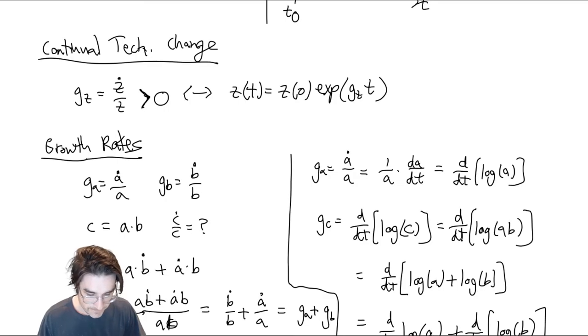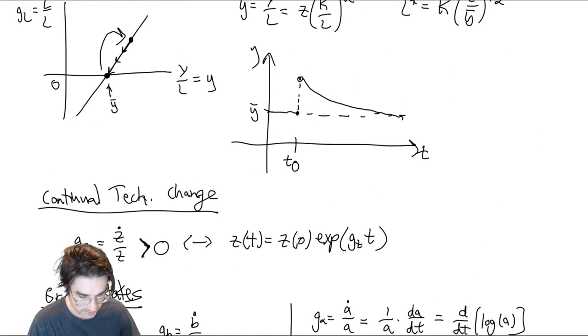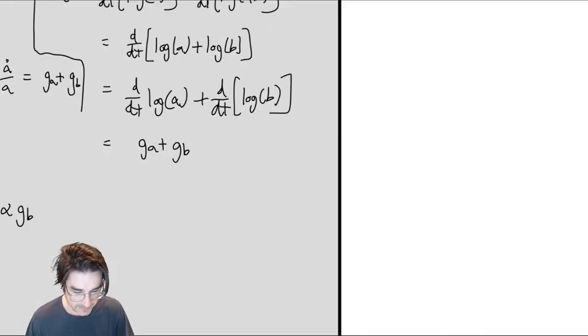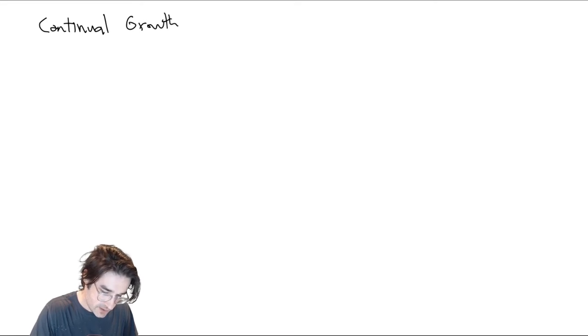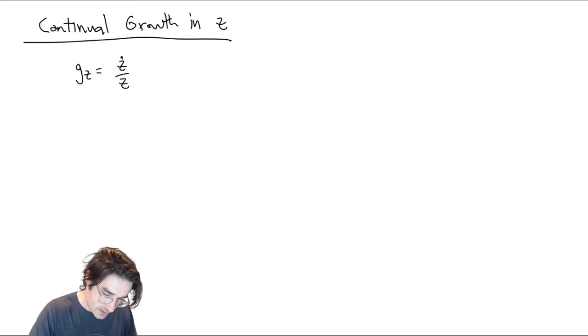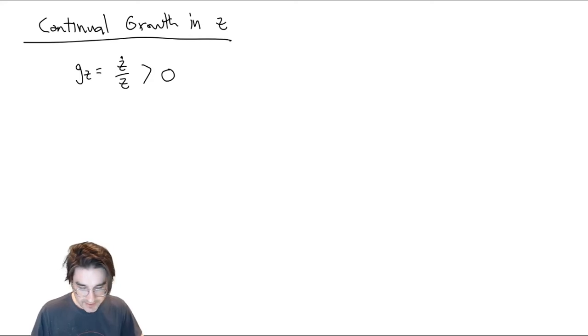Now I'm going to apply those to think about our problem again with Malthus, and in particular our production function. I'll start a new page. So let's think about our production function. We're going to think about continual growth in Z, technology. It's going to be positive and constant. So what does that mean?